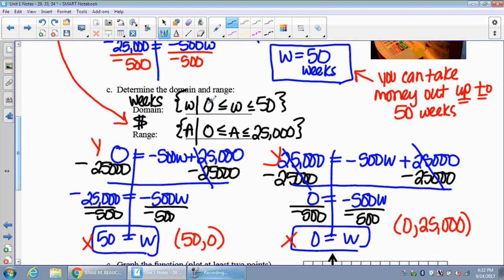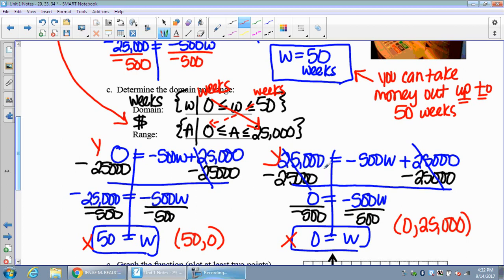Because this is 0 weeks, if you haven't taken any, if you have not withdrawn any money, you still have that much in your account. So these two values match up. And then same thing, for 50 weeks, if you have maxed out your ability to take out money and you have taken out money for a full 50 weeks, you have no money left. So 50 goes over here with 0.